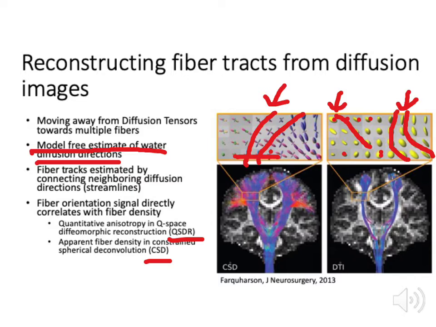And a further advantage of modern techniques is that the measure of fiber directionality, the measure of diffusion, quantitative anisotropy or apparent fiber diffusion, is directly correlated to fiber density, whereas the traditional fractional anisotropy of diffusion tensor imaging does not immediately correlate to fiber density and can be affected by various factors like axonal diameter and myelination.